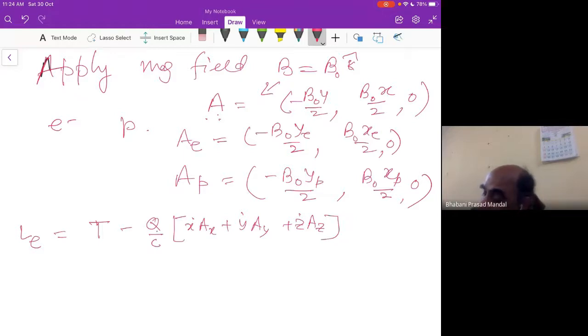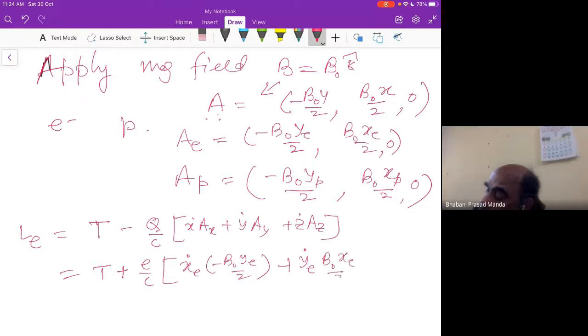So now for the electron, this q is minus e, so this will be plus e by c, then x electron dot ax of electron, which is minus B0 y electron by 2, then y electron dot ay, B0 x electron by 2. So this will be the electron Lagrangian, the magnetic field term, and of course the m electron g z electron term will also be there.